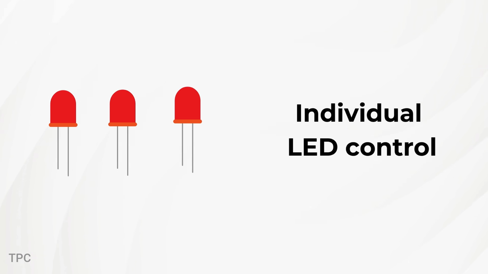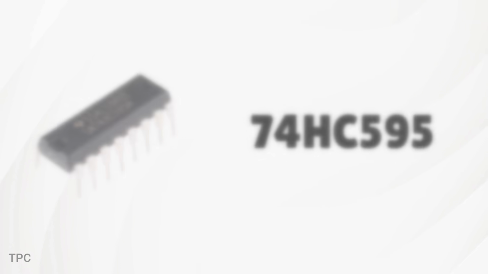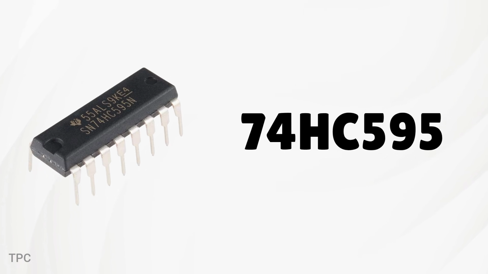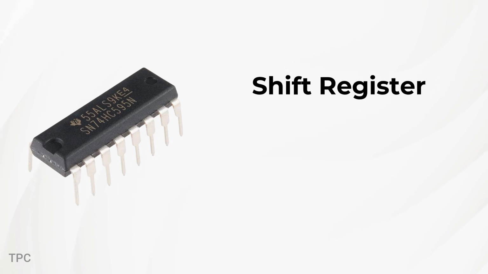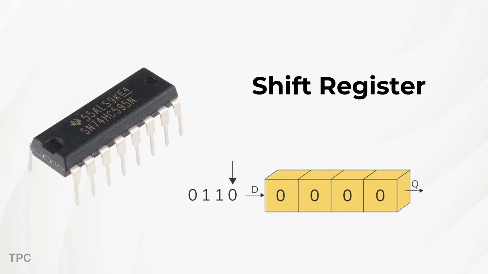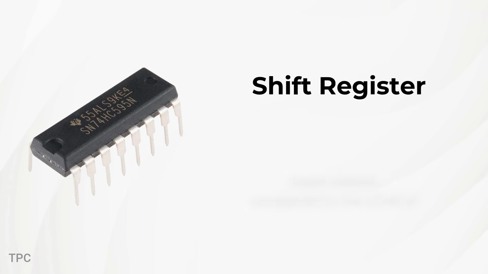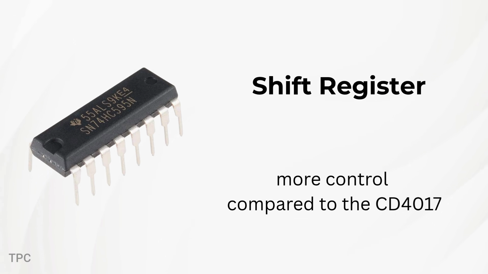So what if you want to control each LED individually? That's where the 74HC595 comes in. It's basically a shift register IC, which means it takes data serially, one bit at a time, and then converts it into parallel outputs. This gives you much more control compared to the CD4017.